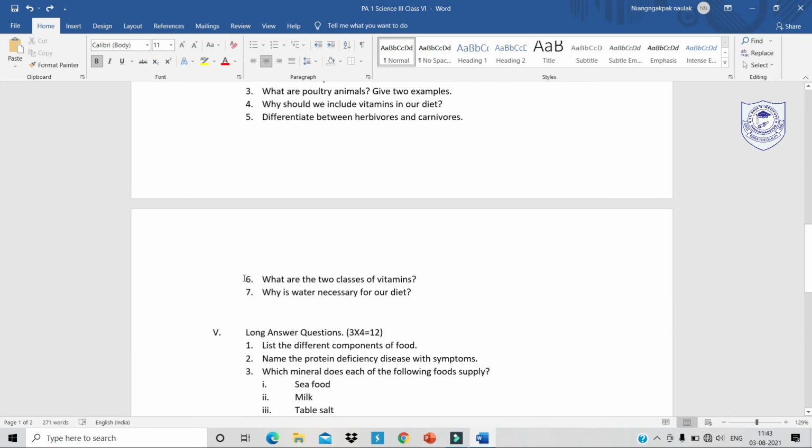And another common mistake is question number 6. Many of you are writing the two classes of vitamins, fat soluble and water soluble. That is correct, but as your question carries 2 marks, you have to write more. Like you can write the vitamins that are water soluble, that is vitamin B and vitamin C, right? And the fat soluble vitamins are like vitamin A, D, E, and vitamin K. So when you attempt the questions, you have to see the marks it carries, and you have to write your answers according to the marks.